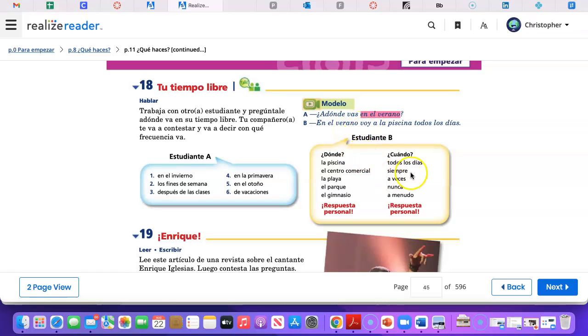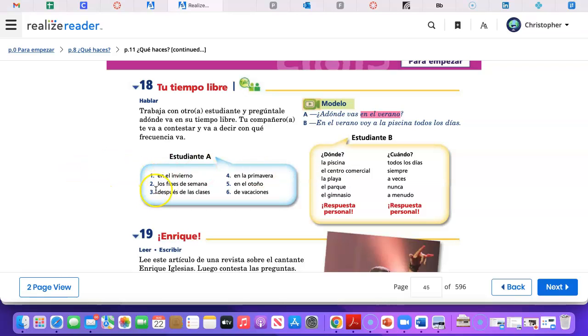Yo voy, and then pick a spot, and then pick how often you go there. En el verano, yo voy a la piscina todos los días. In the summer, I go to the pool every day. Todos los días is every day. Piscina is swimming pool. Centro comercial, playa, parque, gimnasio. You got a lot of cognates here, yeah? Words that look like, sound like, and have the same meaning. Playa means beach, but you remember that from Spanish 1.